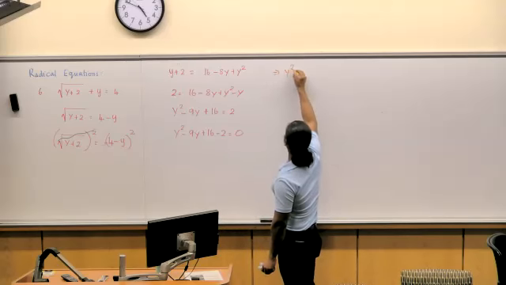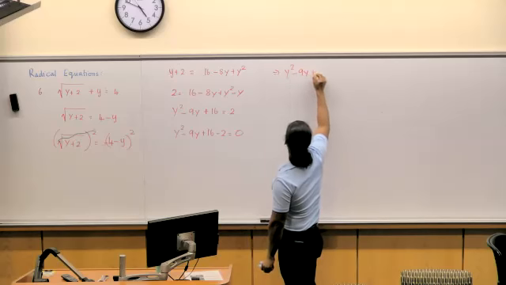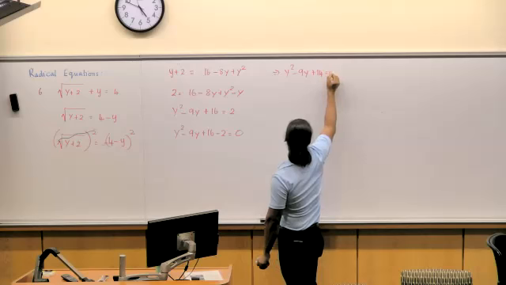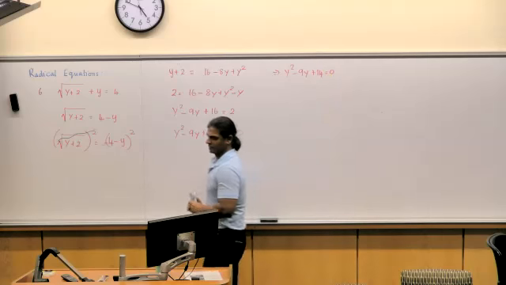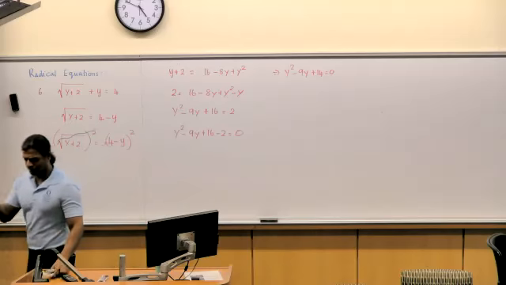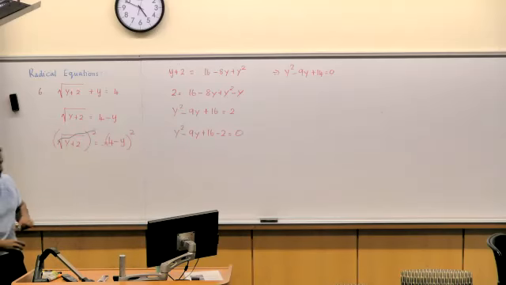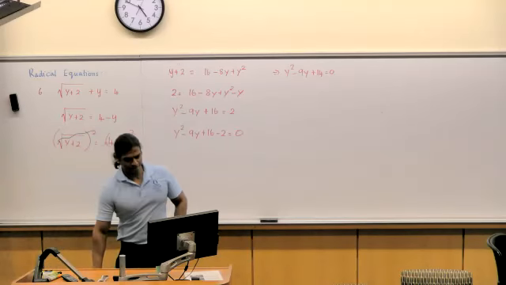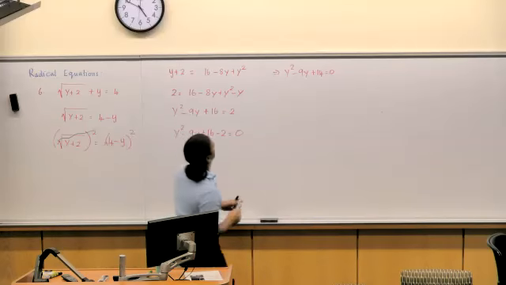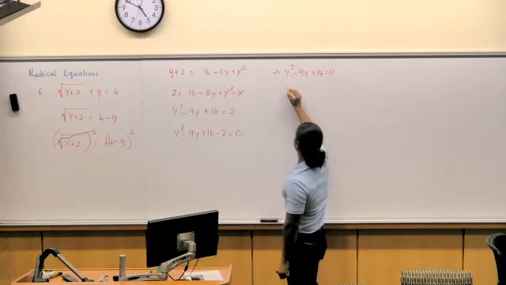So y squared minus 9y plus 14 equals 0. You've got to solve that equation. How do we solve that equation? Negative 7, says Annika. That is correct.